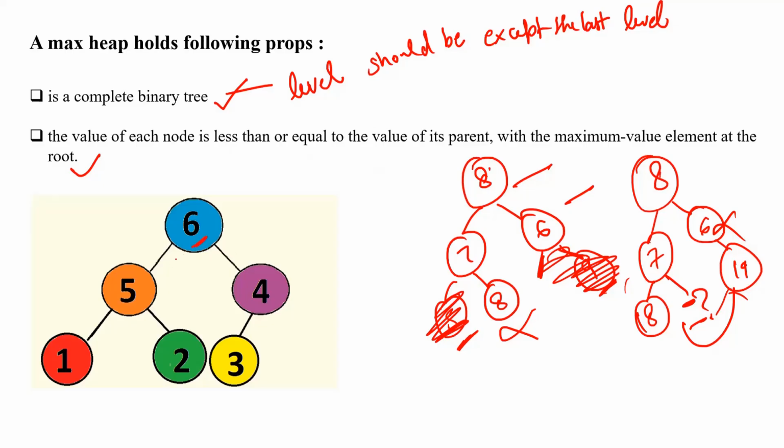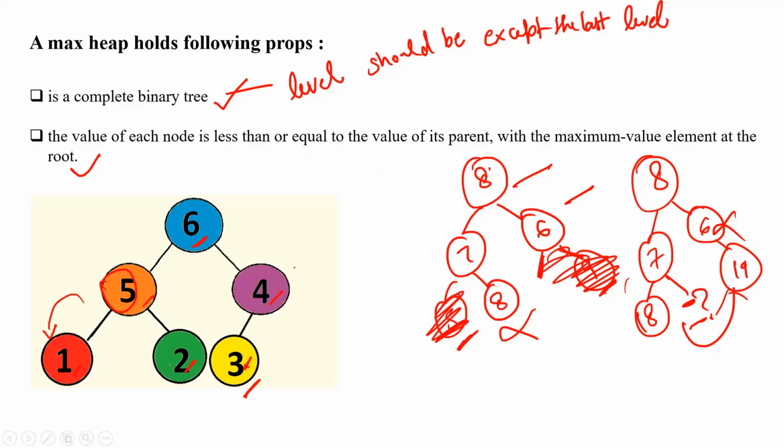6 is greater than that of 5 and 4, right? And as we proceed further, you can see here 1 and 2 are the children of 5, and they are lesser than their parents. For example, here also this has a left child, and you can see the left child is 3. 3 is lesser than that of 4.